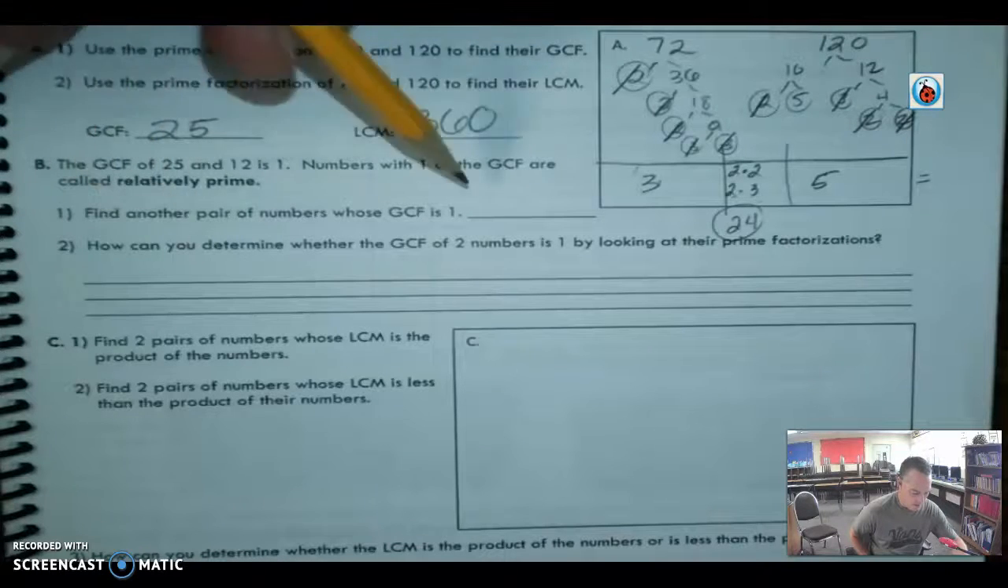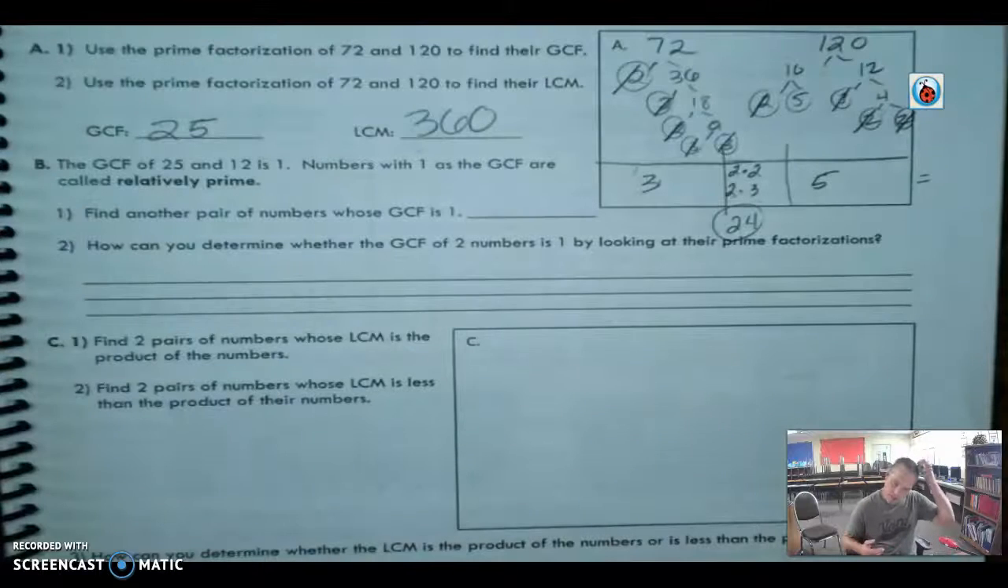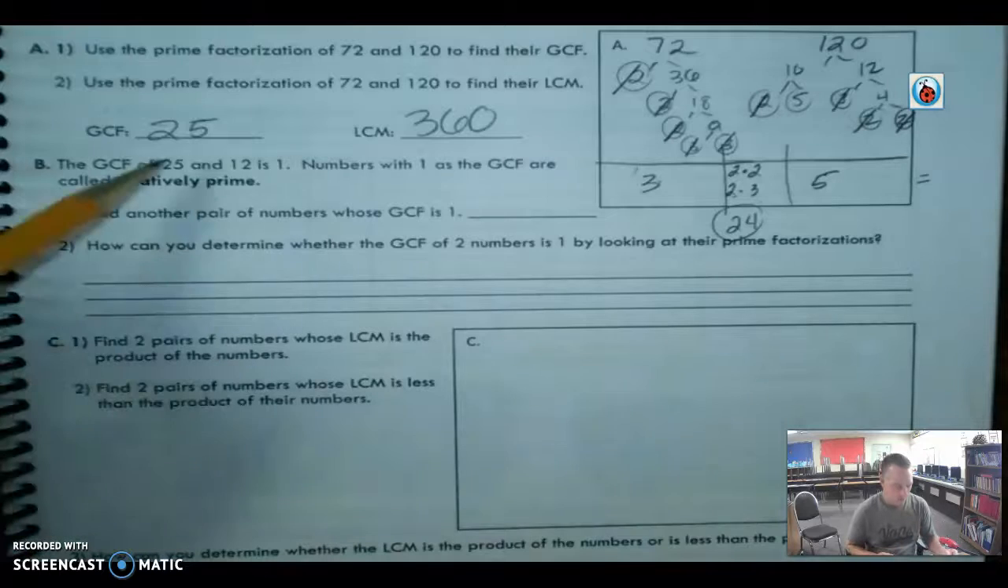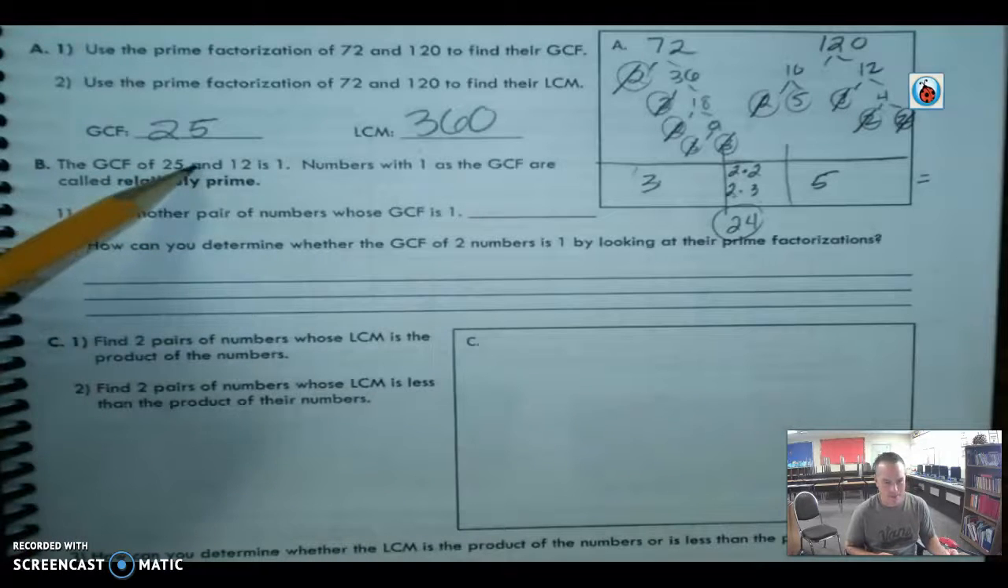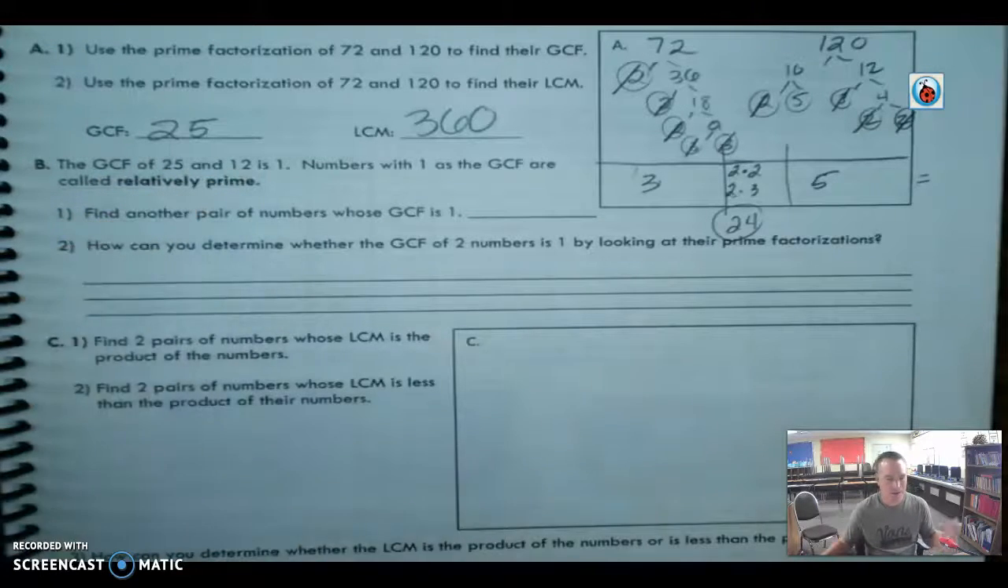So find another pair of numbers where the GCF is 1. What's another set of numbers where the greatest common factor is 1, and those numbers can't be prime? So that has to be composite numbers like 25 and 12, but cannot be prime. So go ahead and pause that. Think about what two numbers go together that have a GCF of 1 that are not prime.